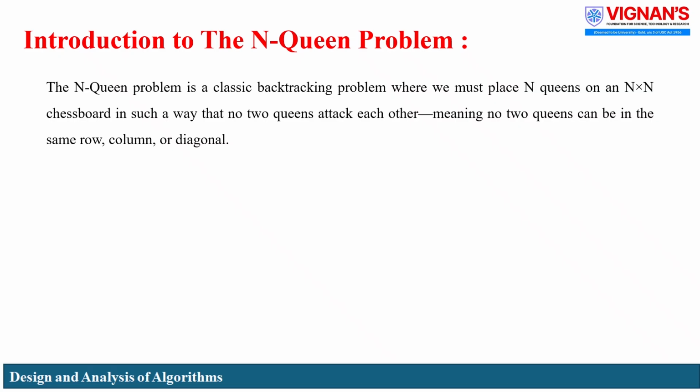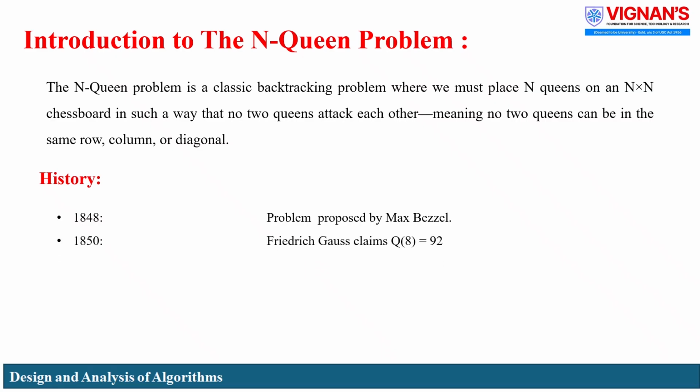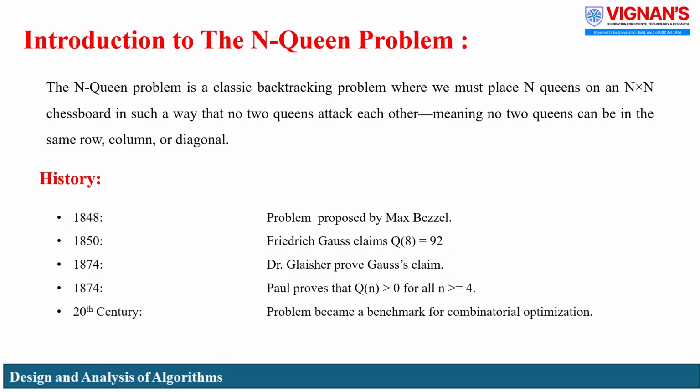Now, let's look at a brief history of this problem. In 1848, the problem was first proposed by Max Bezzel. In 1850, Carl Gauss claimed that there are 92 solutions for the 8-queen problem. In 1874, Dr. Glaisher confirmed Gauss's claim. Later in the same year, Paul proved that the problem has at least one solution for every n greater than or equal to 4. During the 20th century, the N-Queen problem became an important benchmark for combinatorial optimization. Today, it is also known as a generalization of the original 8-queens puzzle.